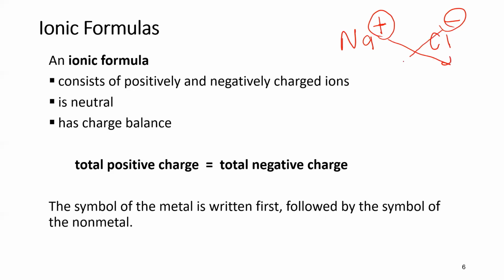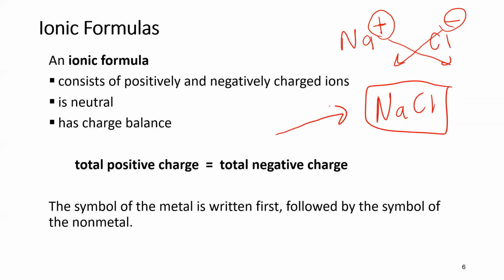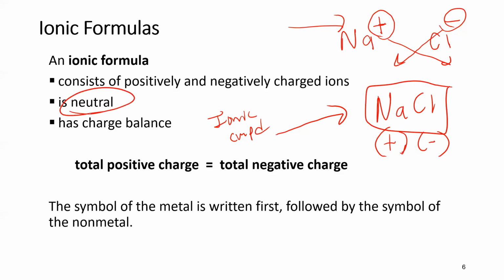If I kind of crisscross these, I get what's sodium chloride. And that would be the formula for the ionic compound of sodium chloride. And it's ionic because there's charges, there's ions, and the metals are positive and the non-metals are negative. And we want to make sure that these ratios make it overall a neutral compound.